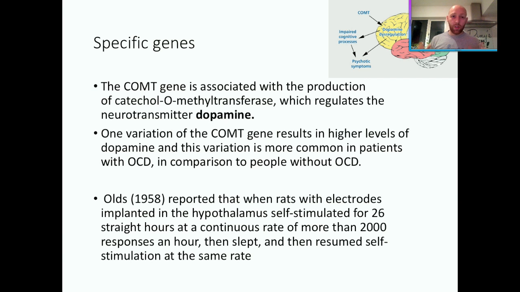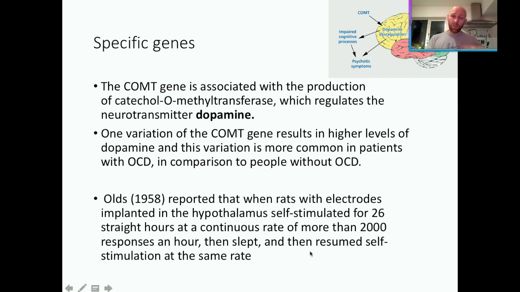This research, there's a lot of modern research, but this actually we can trace back to Olds, and we've talked about Olds before actually, who showed that when we implanted electrodes into the hypothalamus of rats, they self-stimulate continuously. And then they slept and they woke up and self-stimulated again. This sort of compulsive stimulation, like they couldn't stop themselves, you could argue is linked to the sort of dysfunctional reward system, which the hypothalamus is part of.